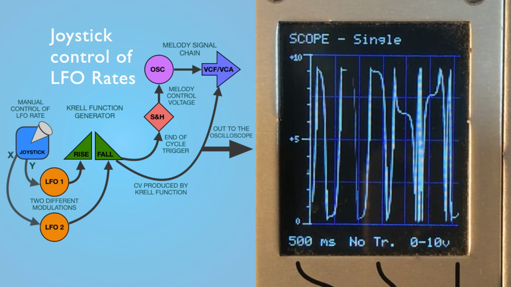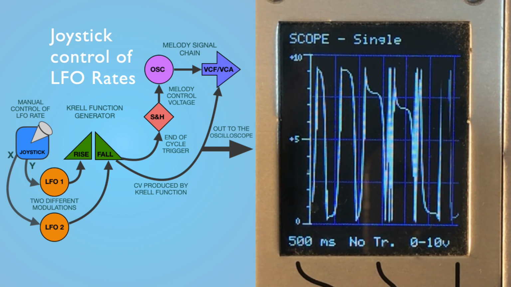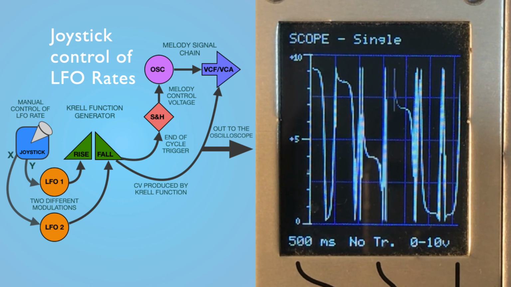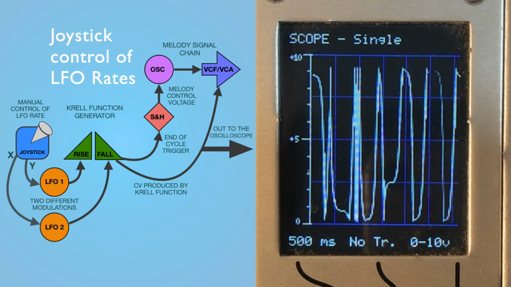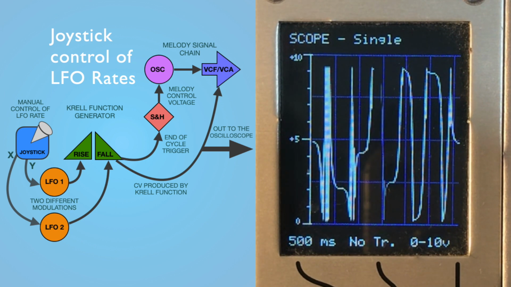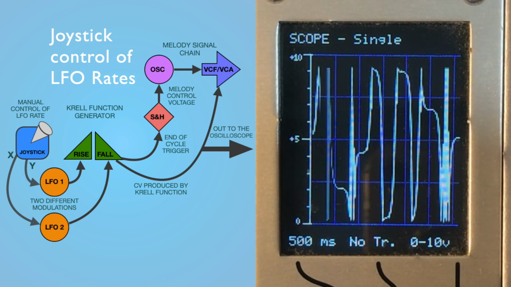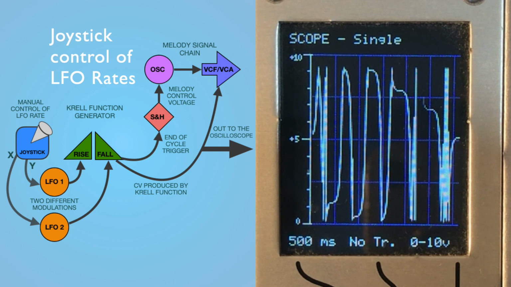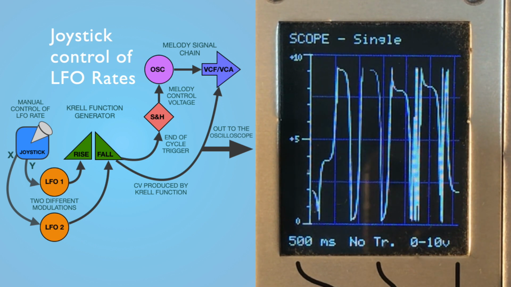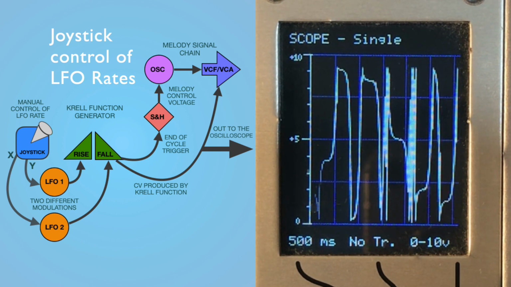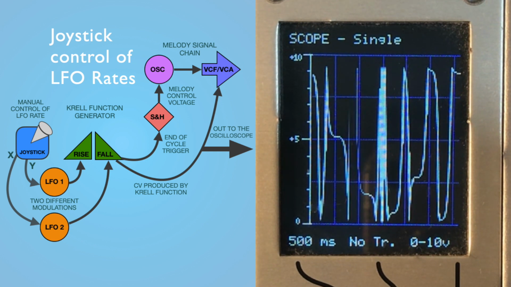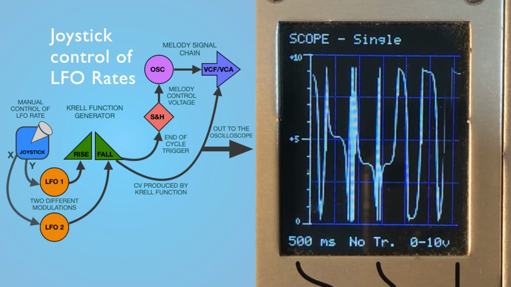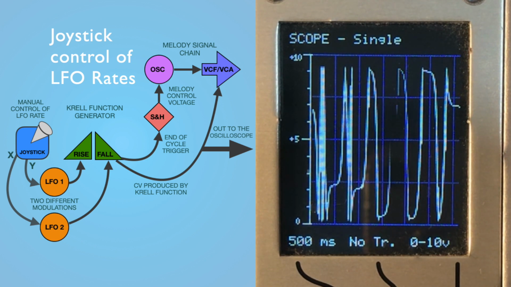A Krell patch tends to work best if the modulations that you're feeding into it aren't too fast, unless of course you want some really quick, almost audio rate moving functions. The reason for this is that if the LFOs that are function generators controlling the rise and the fall are going too fast, then you won't really get much of a sense of the rise and fall changing very much.